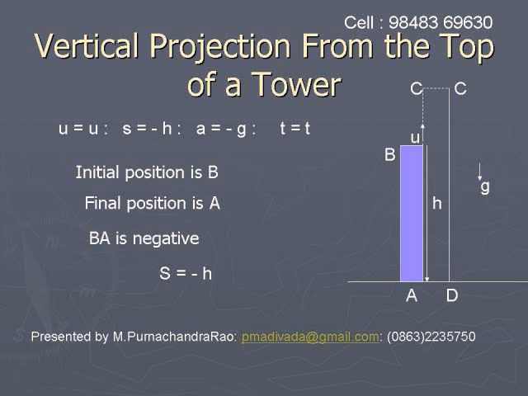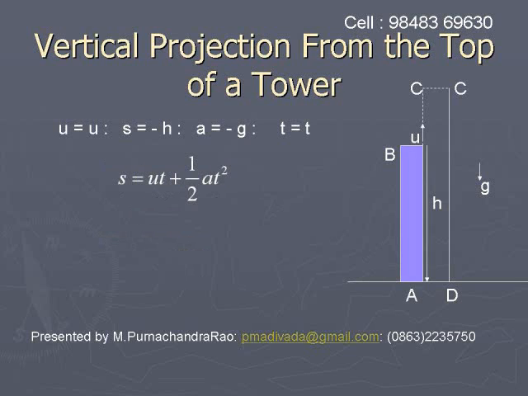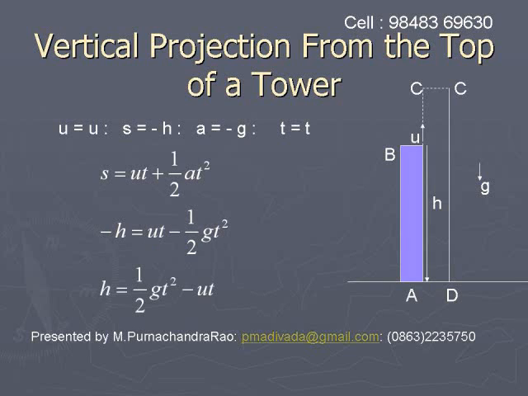So acceleration will also be equal to minus g because we are considering upward direction as positive. So a is equal to minus g. Let t be the time taken to reach the ground. That means the time taken to go from B to C and then from C to D, the total time is taken as t. Then let us take the relation s is equal to ut plus half a t square and substitute the above values. u is equal to u, s is equal to minus h, a is equal to minus g and t is equal to t. Then we will get minus h is equal to ut minus half gt square.